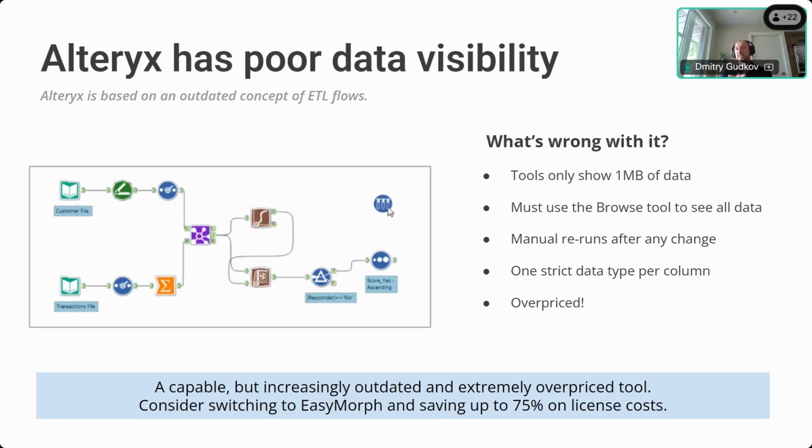This approach has poor data visibility, because if you click a tool in Alteryx, it only shows 1 megabyte of data. 1 megabyte. Nowadays we have gigabytes of RAM on an average laptop, but Alteryx still shows you a very small subset of data at every tool. And if you need to see the full output of some tool, then you need to connect the browse tool after the tool you're looking to explore, and then rerun your workflow from the beginning. Oof, that's not convenient. That's cumbersome.